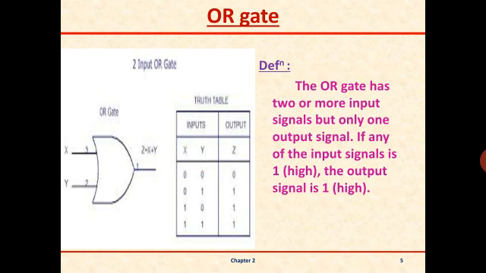Here, if any one of the input signal is high, then the output will be high. Look at the truth table, students. Suppose I have both the inputs, X and Y, as 0, 0. That means both the inputs are low. Then the output is also low only.